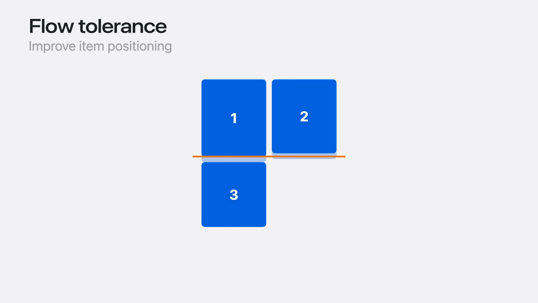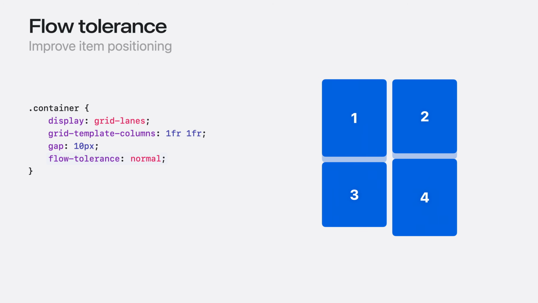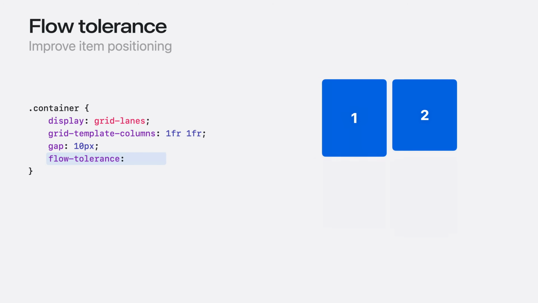But now column 1 is even taller. For item 4, the gap is too big to ignore, so it drops into the shorter column, column 2. By default, Grid Lanes uses a flow tolerance of 1em. Try different flow tolerance values to find what works for your content.